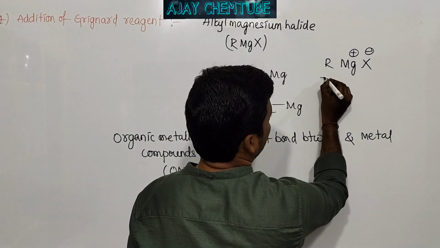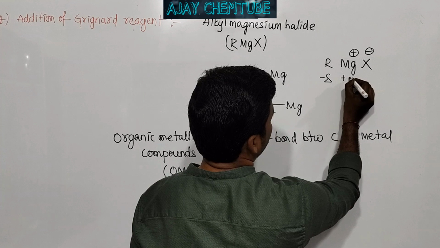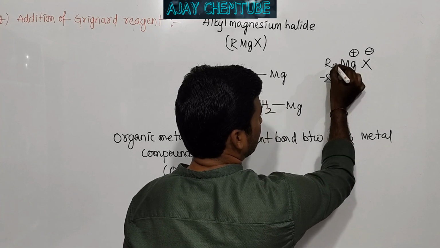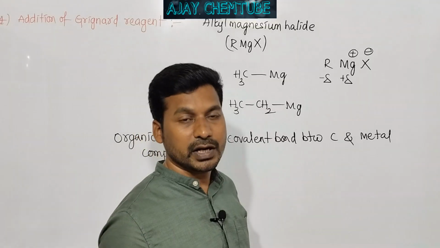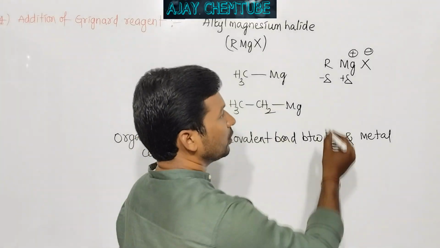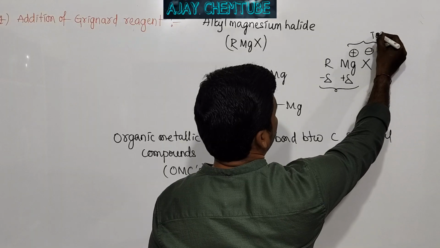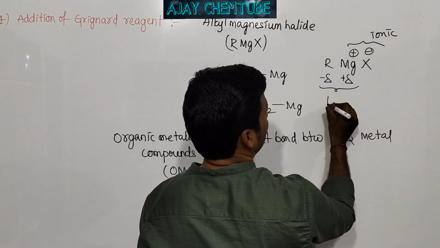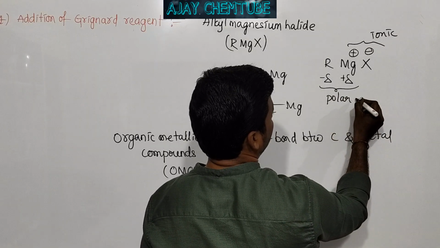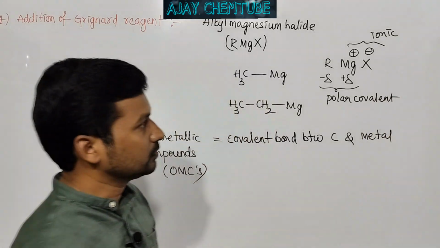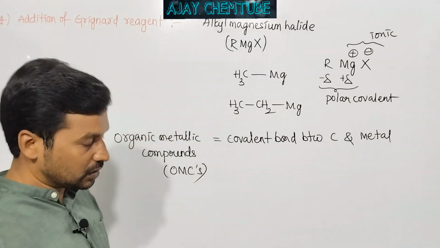In the RMgX bond, R is partial negative and Mg is partial positive, because this is a covalent bond. In a covalent bond, partial positive and partial negative charges are present. Polar covalent bond. This is an ionic bond. This is a polar covalent bond. Poles are there: positive, negative, partial positive, partial negative. So that is the specialty of Grignard reagent.